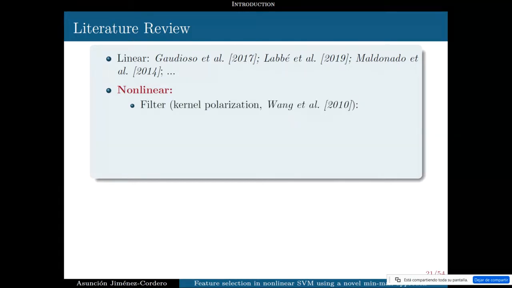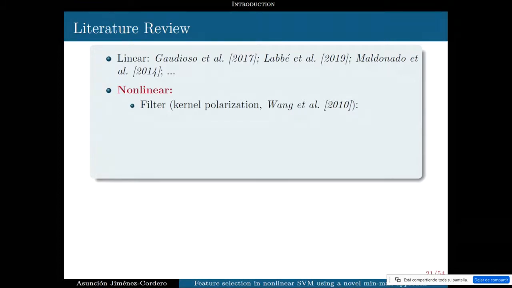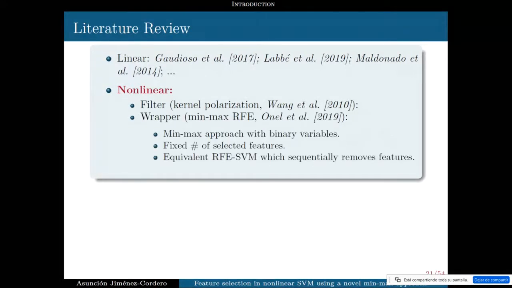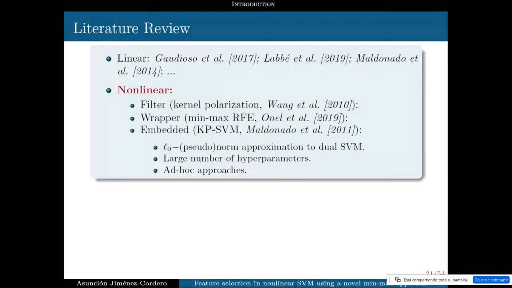We can divide all the works into filter methods, such as kernel polarization, which is very fast, but does not take into account the classifier information. The wrapper methods are similar. One of the most famous ones is RFE, but it has the disadvantage of fixing a priori the number of features that we want to select. We don't like this part. And for the embedded methods, there are a lot of works of this class, but most of them need to carefully tune several hyperparameters and need ad hoc approaches that are not very easy to understand.